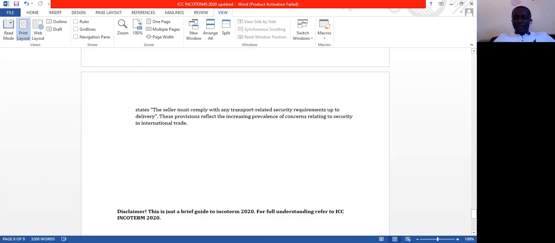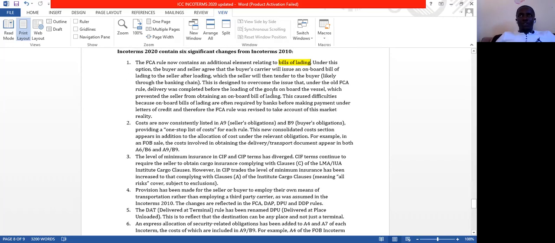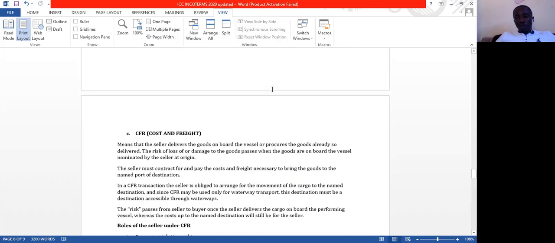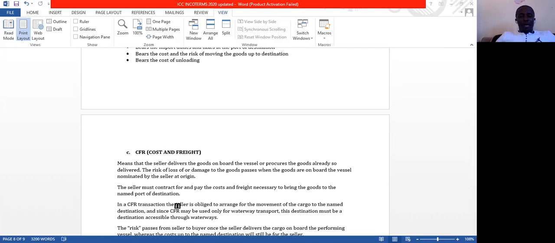Up to there, that is a short brief on what you need to know on the Incoterms 2020. We have some articles which read the entire document in more detail. Mine was just to give you a guide and a clue on what it entails, and I think you have now understood what it contains.